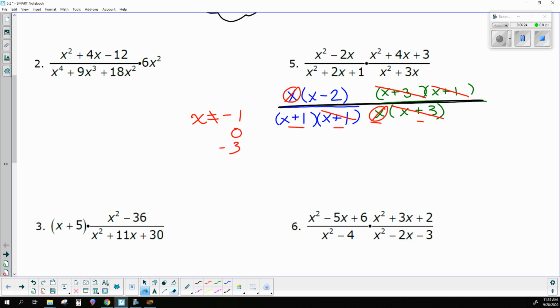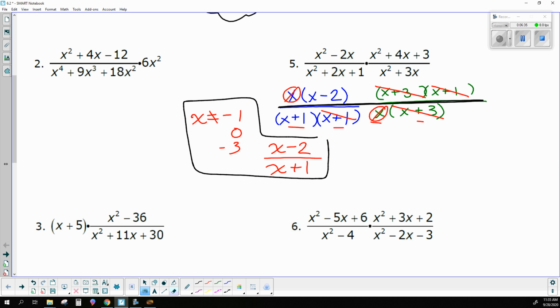Okay. So it looks like we're reduced. We end up having an x and a -2 over an x and a +1. This is our final solution: our reduced expression and the 3 restrictions that come along with it.